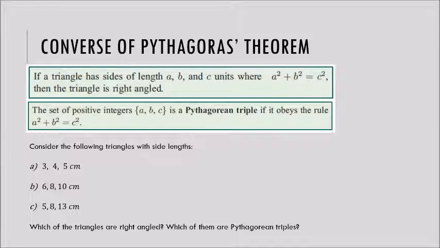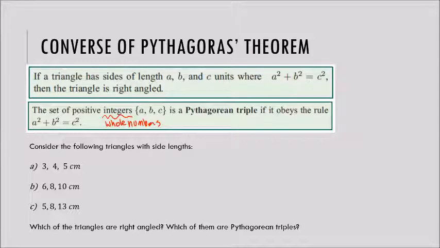Another way of saying this is that if you have a set of positive numbers, so integers, whole numbers, so if you have three whole numbers, a, b, and c, we call that a Pythagorean triple if it obeys the rule a squared plus b squared is equal to c squared. So if you have three sides of a triangle and it's a right-angled triangle, we call it a Pythagorean triple.